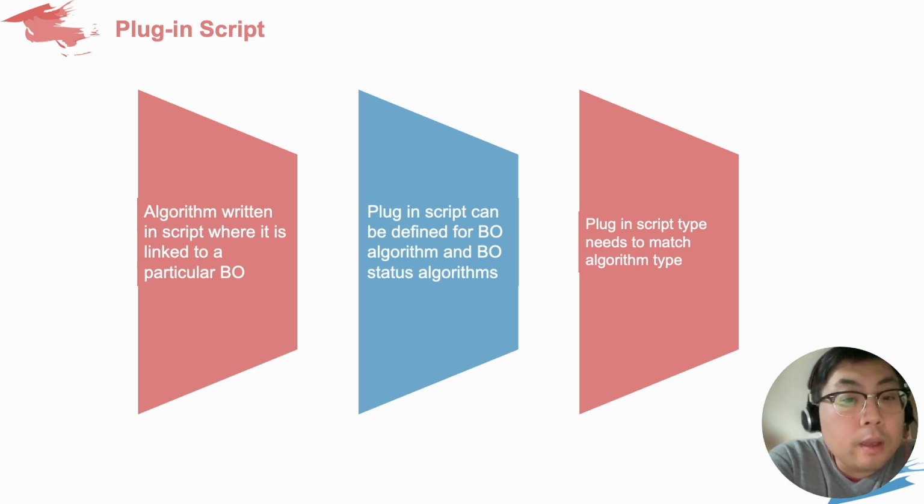Okay. The second thing is the plugin script type needs to match the algorithm type. So remember, when you write an algorithm and plug it into the business object, the algorithm has an algorithm type, and the algorithm type can be linked to a script. So the script type needs to be compatible with the algorithm type.